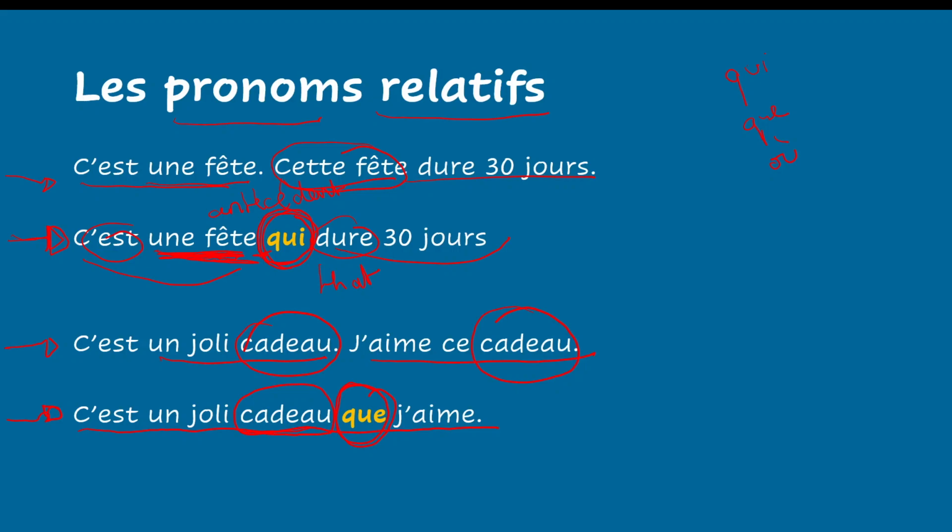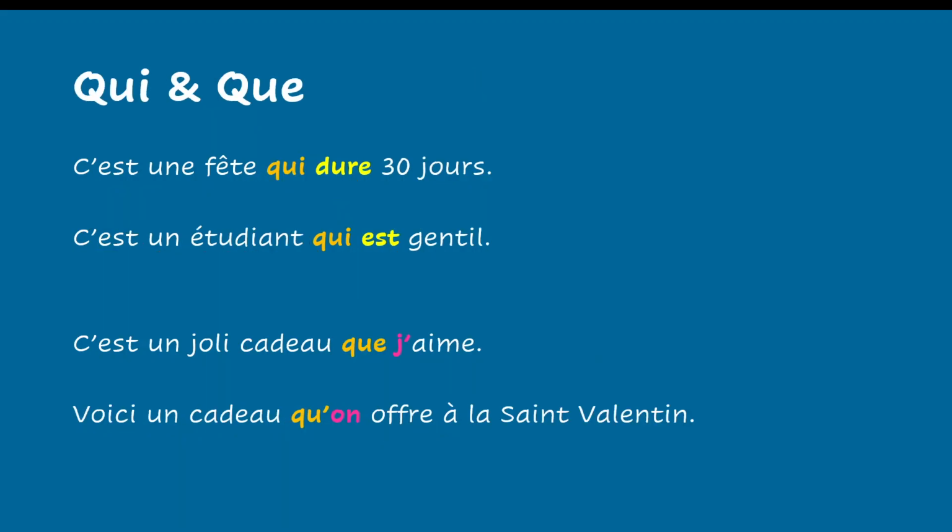So now we're going to see which relative pronoun you should use. So we're going to see the relative pronouns qui and que. You want to make sure you pronounce qui, que. So in this sentence here, c'est une fête qui dure 30 jours. It's a party that lasts 30 days. Here, c'est un étudiant, pardon, qui est gentil. It's a student who is nice.